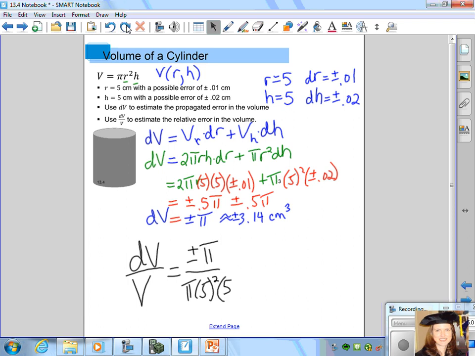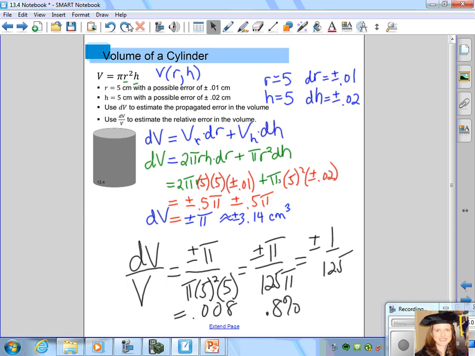We get that that should be pi times 5 squared times 5, which will give you plus or minus pi divided by 125 pi. Again, that could be simplified to plus or minus 1 over 125. You can write that as a decimal, approximately plus or minus 0.008 or about 0.8%. So not quite a 1% possible error in the volume. And that's our estimate of the relative error.